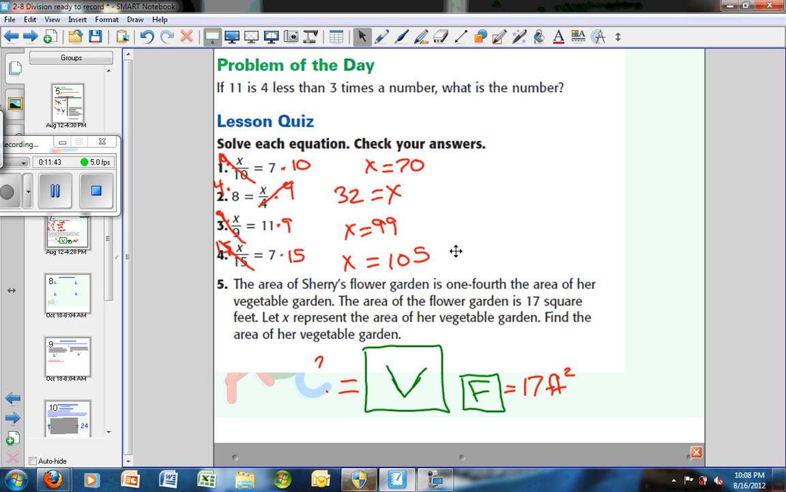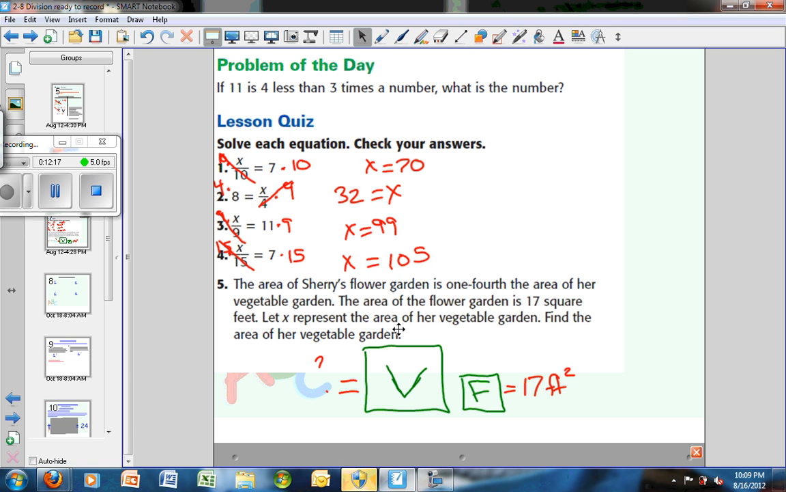Let's take a look at the story problem. It's always more challenging, a great challenge to have to apply a problem and a strategy. So the area of Sherry's flower garden is 1/4 the area of her vegetable garden. I read one sentence at a time and I write or draw whatever I can. So you can see I drew her vegetable garden. Since the flower garden's 1/4, I know that that's the smaller one. So I drew a square that I thought would be about a fourth. I put a V in for vegetable and an F for flower. And then I'm going to keep reading.